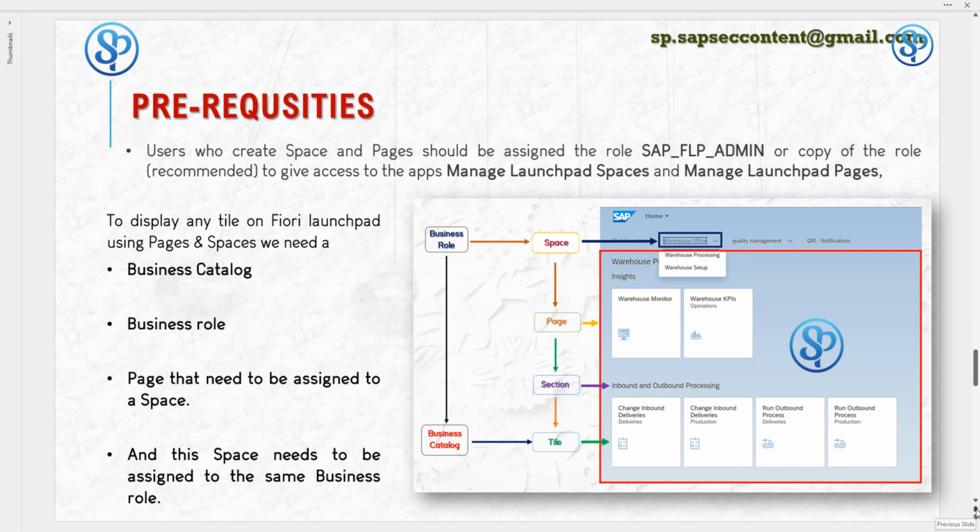In a minute. So prerequisites: first, those 4 OData services have to be activated. Secondly, to manage spaces and pages, you need to have these 2 apps assigned to you, and these 2 apps are assigned with this particular role, SAP_FLP_ADMIN. That's the role that contains the apps, but you can assign a copy of that role to whoever needs to manage spaces and pages.